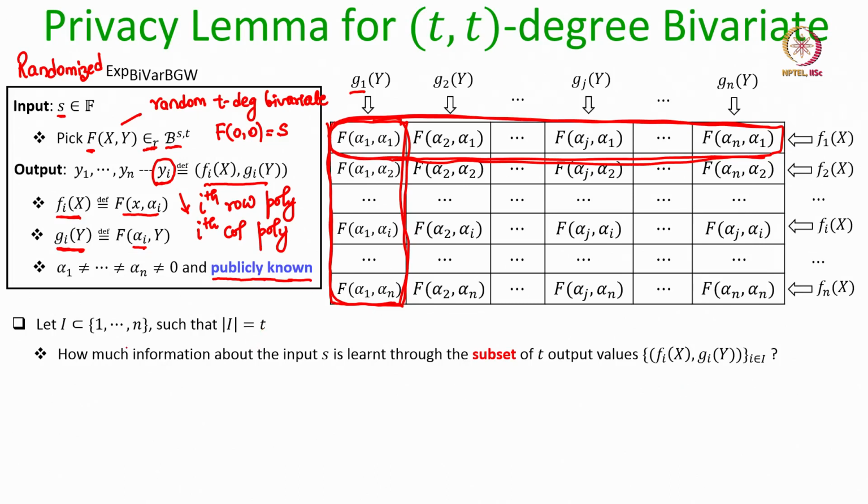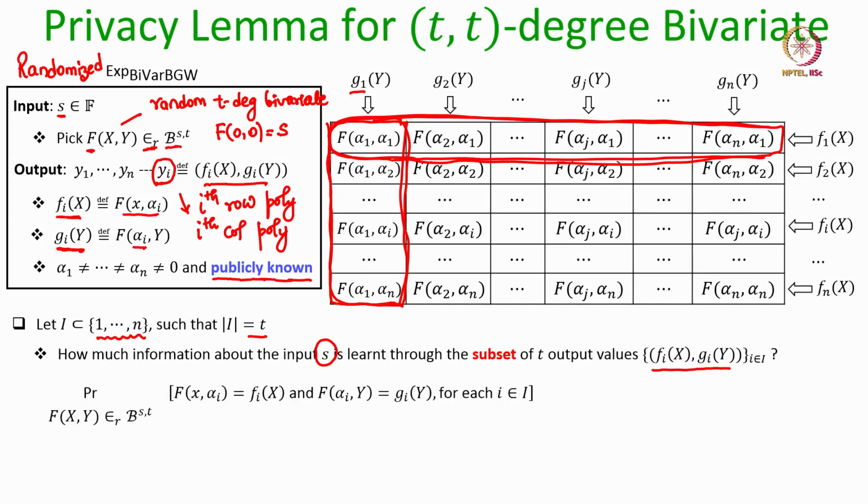Okay. So, let us fix an index set I, where I is a proper subset of 1 to n such that the cardinality of I is t. We would like to assess that if someone is given only t pairs of x univariate polynomials and y univariate polynomials, then how much information about the input S is learned through these t pairs of x polynomials and t pairs of y polynomials. That is what we want to assess now.